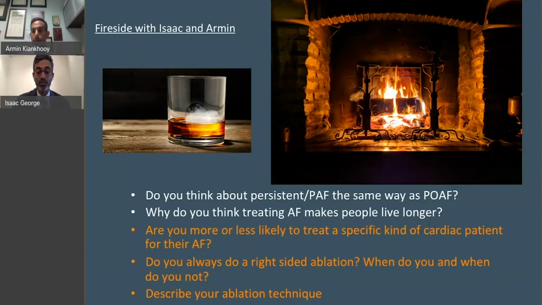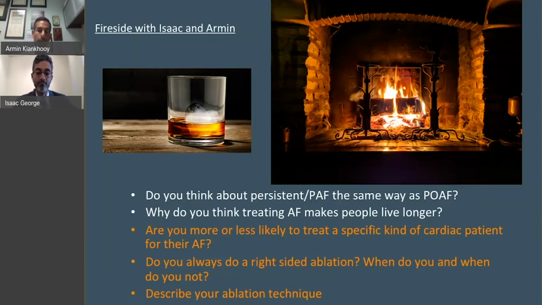If I have an older patient that's undergoing a complex case, I really focus on the left-sided lesion set, and I do it well, and I do it thoroughly. But I don't always open the right side. If I'm opening the right side for other surgical reasons, I always do it. But the right side is something that can be done effectively with catheter ablation. And if there are clinical reasons not to do it, then I think you have to make those balanced decisions.